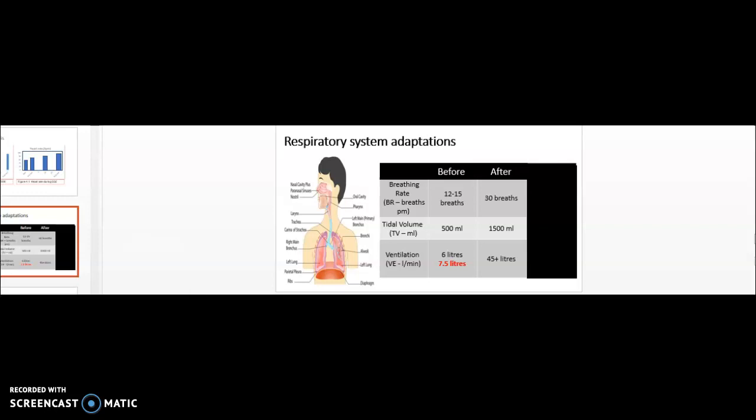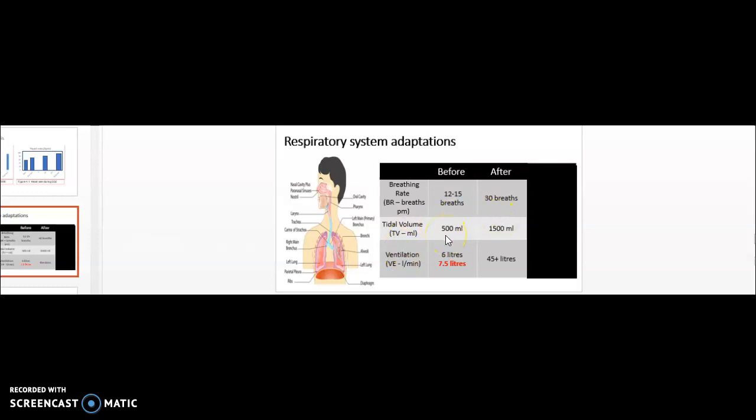For example, firstly, internal and external intercostal muscles will become stronger, and this would therefore cause an increase in tidal volume and ventilation, as this would mean the thoracic cavity is pushed out more and therefore allow a greater volume of air to enter the lungs per breath. This is evident in the table above that shows tidal volume and ventilation values before and after training.